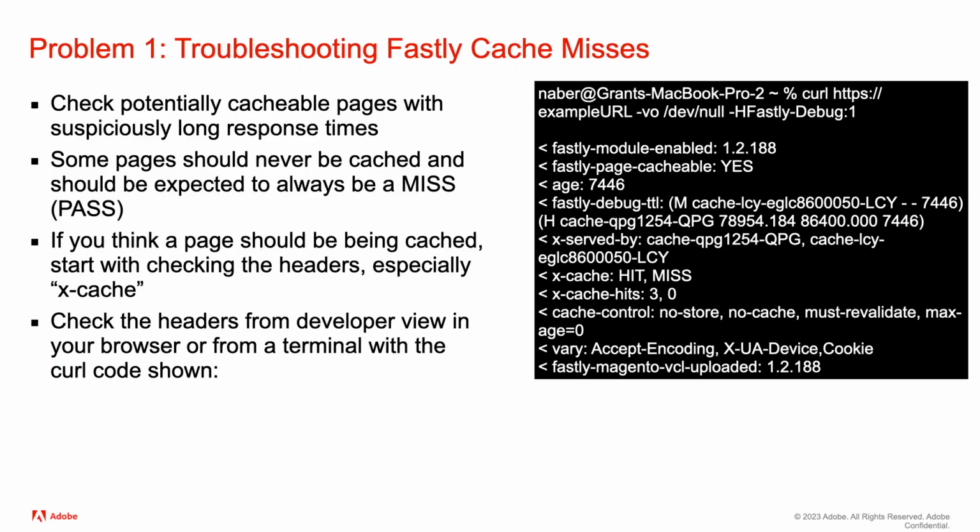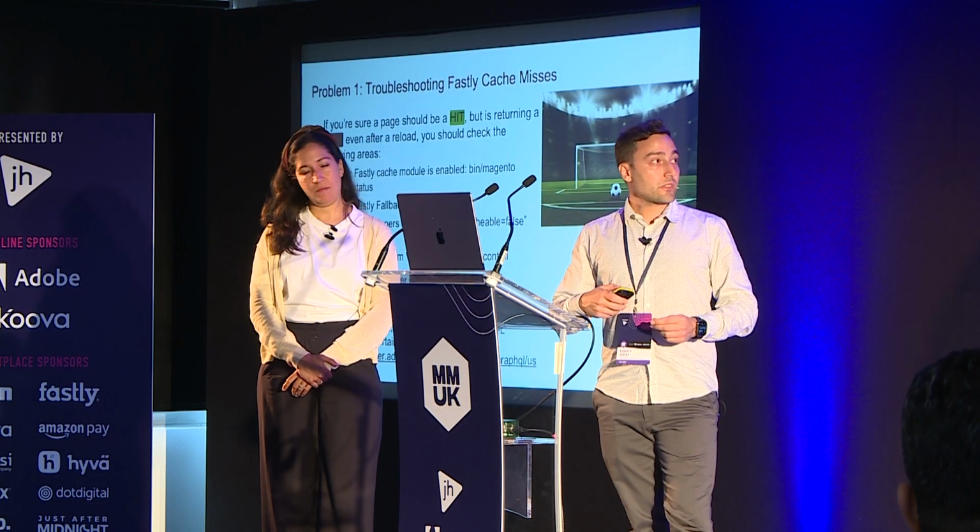To check the status of the cache, specifically if you want to check whether a page is cached or not, you can check the X-Cache header, and we have the header highlighted in the slides. A hit means the content is in the cache, a miss means the content is not in the cache. We have two values: the first represents the status of the shield, the second represents the status of the edge.